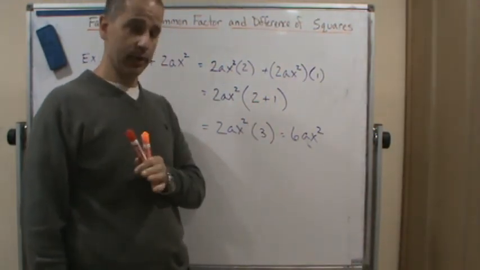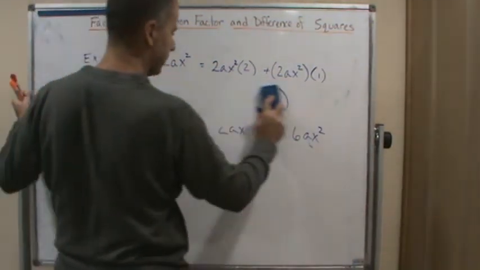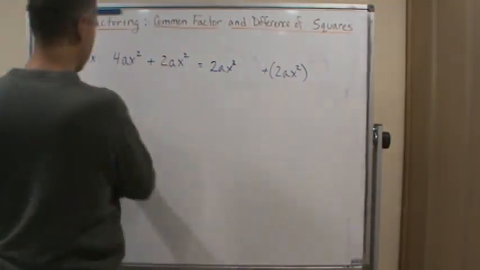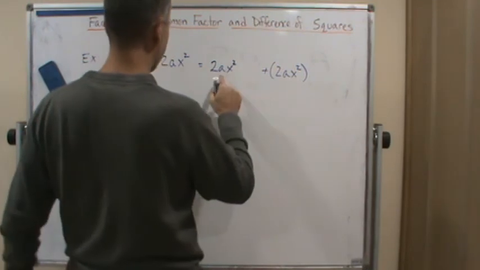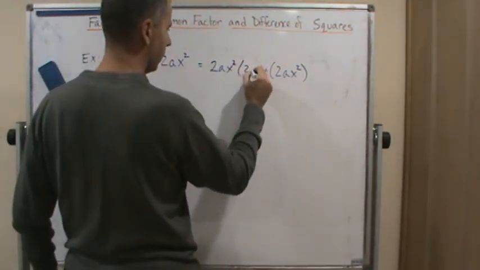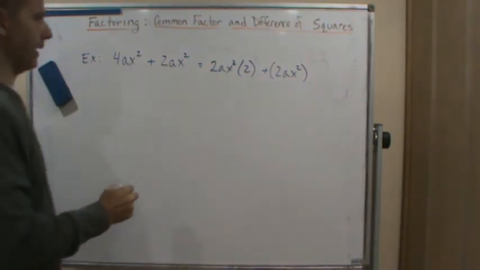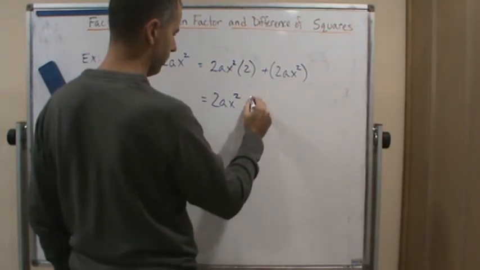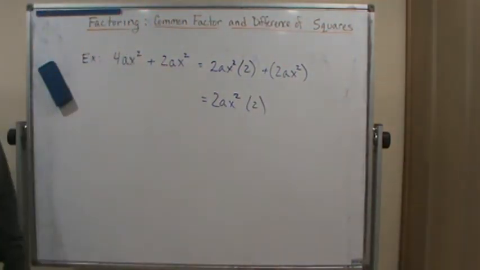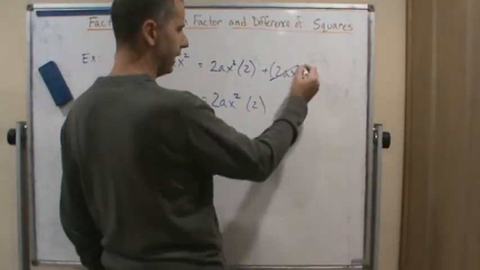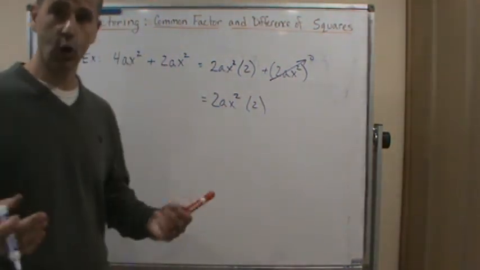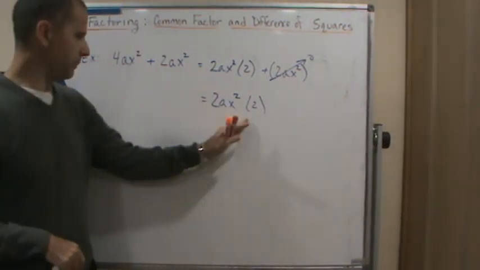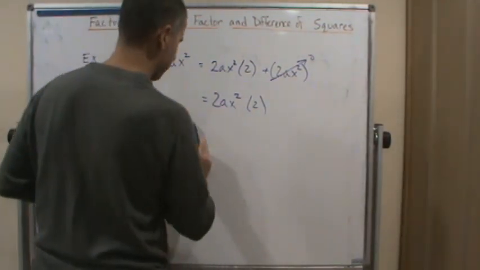That's a common mistake with students. What they will do is something like this. They'll go to factor out the 2ax squared, right? And what they'll do is write this. They'll say times 2, because they'll think that when they factor it out, this becomes 0, right? They think it just goes away. Remember, you should be able to get back to where you started.